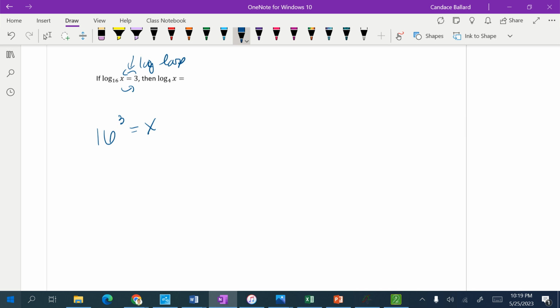And that equals x. But I notice I have a base of 4 here, so I'm going to see if I can rewrite this as 4. I know 16 is 4 squared. So I know that x equals 4 to the 6th power.